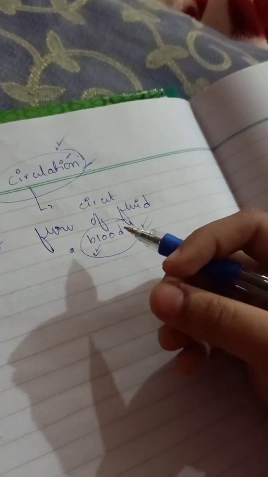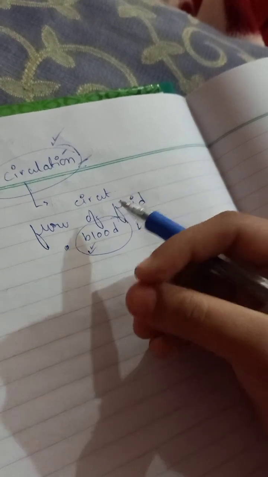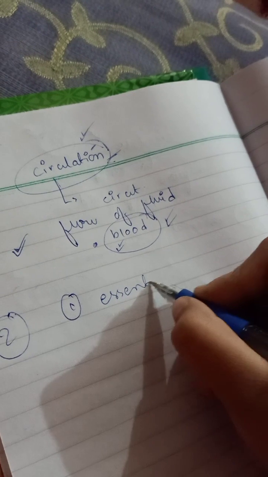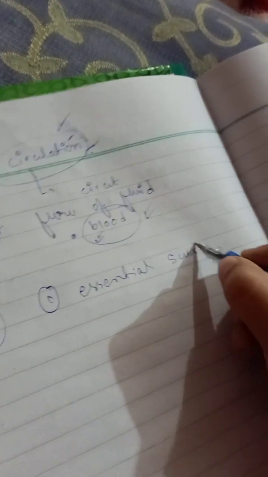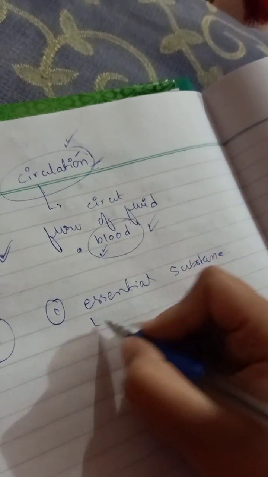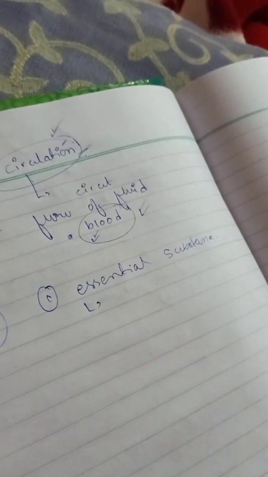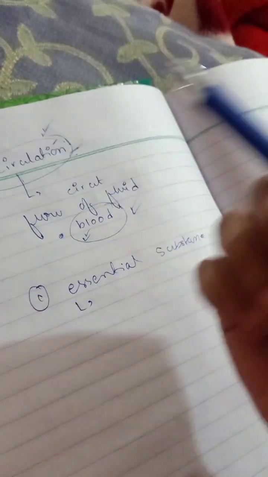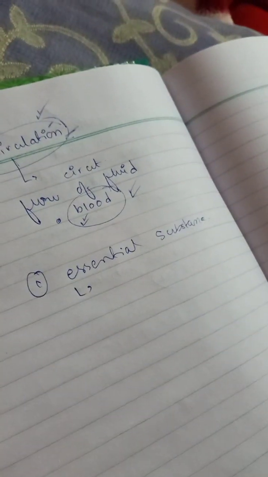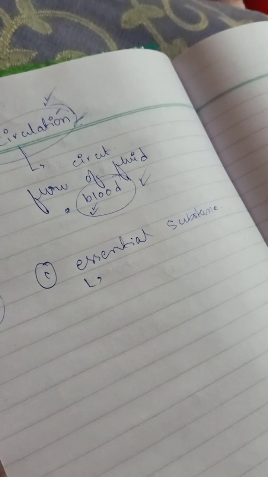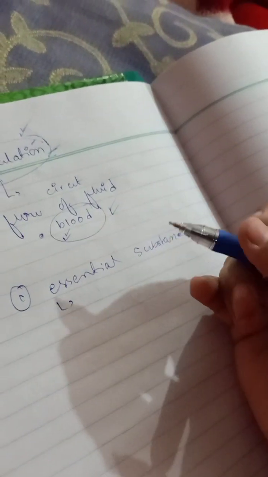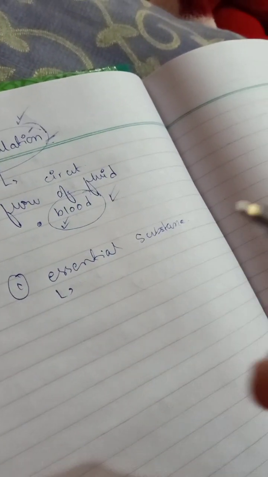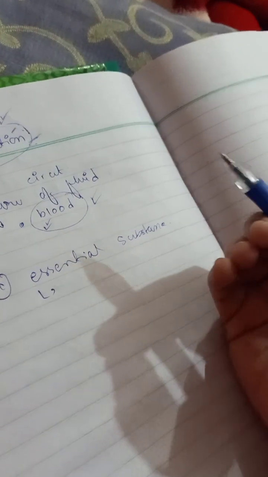Through circulation, transportation basically occurs in two ways. Number one is essential substances. We have respiratory gases like oxygen and carbon dioxide. We inhale oxygen, exhale carbon dioxide, and there is exchange of gases and nutrients by blood. So these are the essential substances, which is because of the blood.